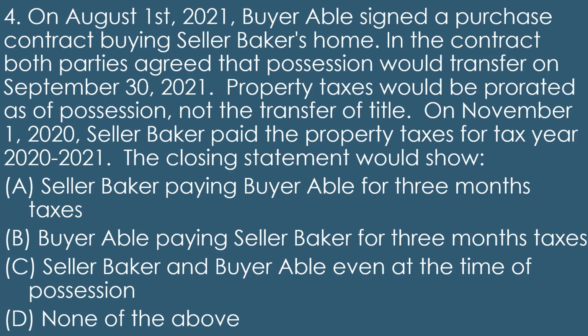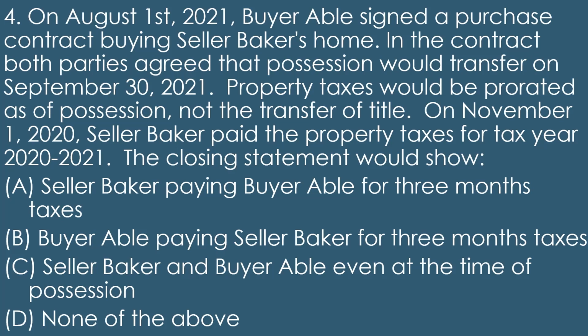So, for instance, they're saying here that Seller Baker did pay the property taxes for July 1st of 2020 to June 30th of 2021 on November 1st of 2020. So because of this, we need to then note, hey, yeah, he did pay for it through June 30th of 2021, but we're talking about September 30th of 2021. What is actually going to come about those additional 3 months of property taxes that are owed?